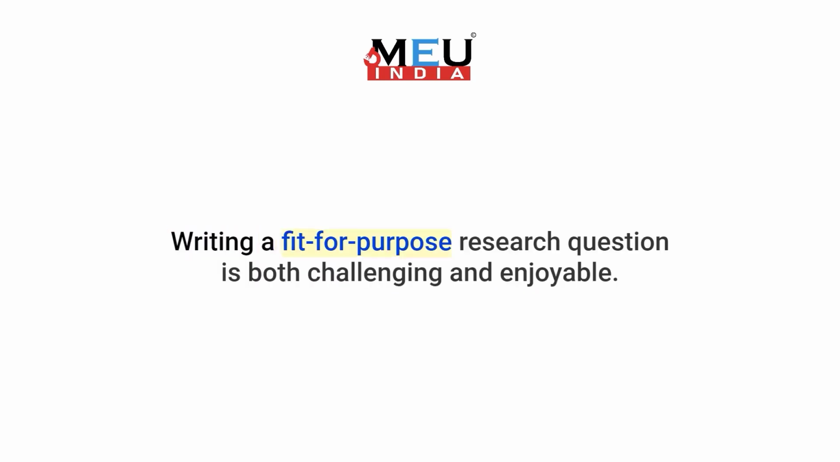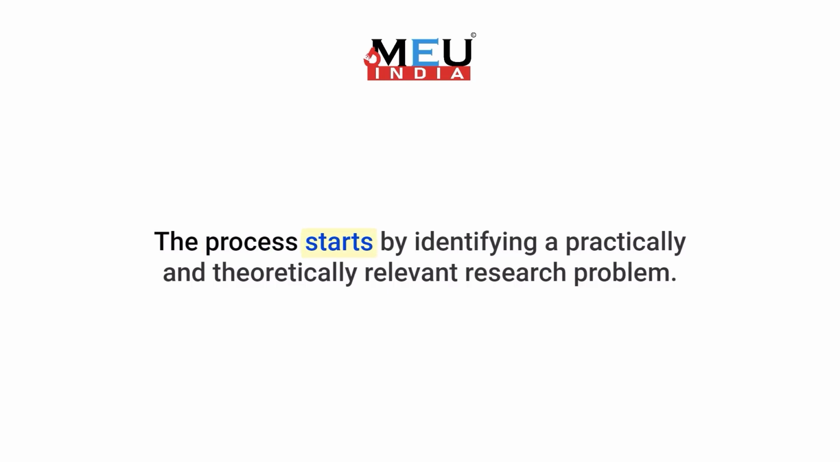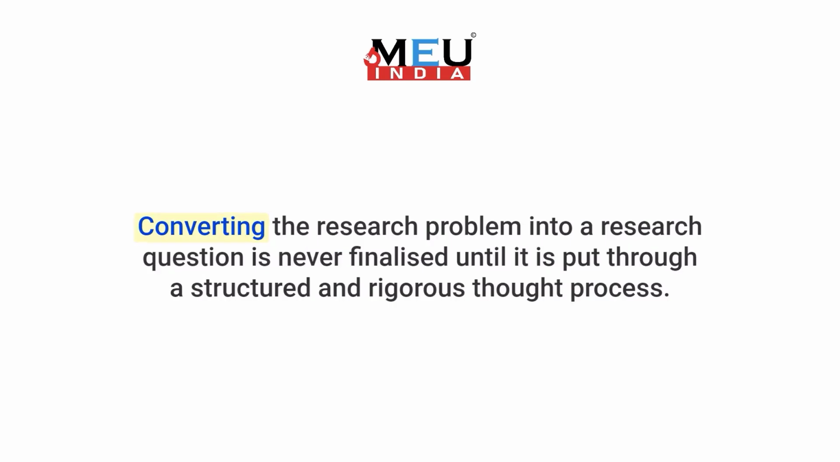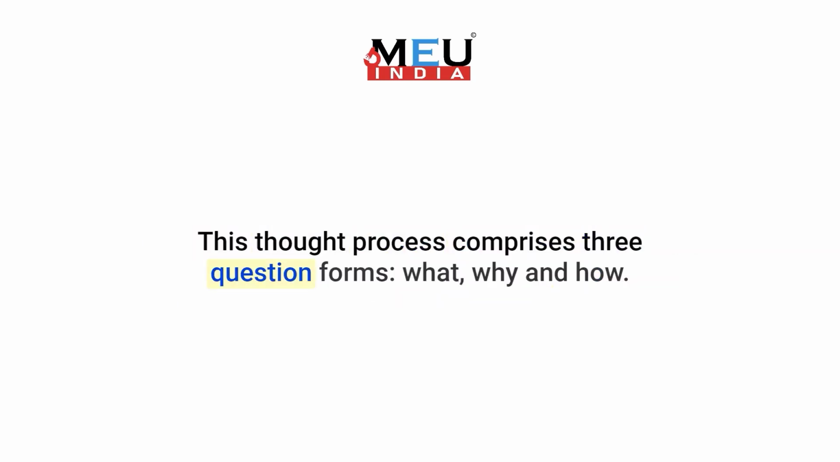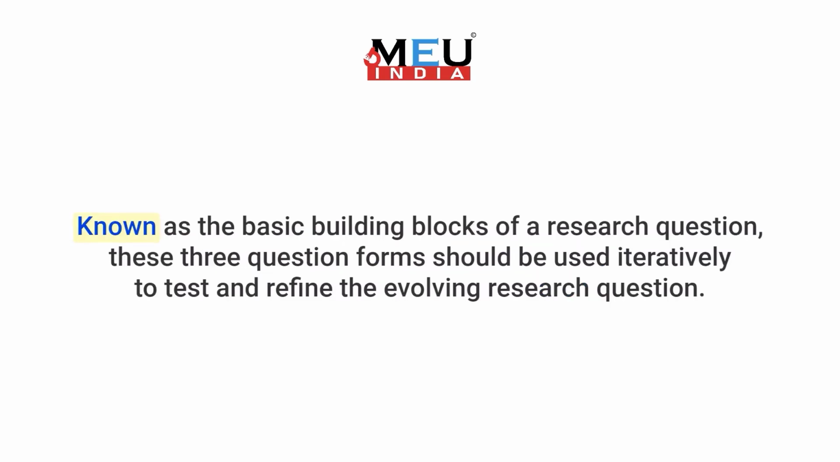Summarize. Writing a fit-for-purpose research question is both challenging and enjoyable. The process starts by identifying a practically and theoretically relevant research problem. Converting the research problem into a research question is never finalized until it is put through a structured and rigorous thought process. This thought process comprises three question forms: what, why, and how, known as the basic building blocks of our research question. These three question forms should be used iteratively to test and refine the evolving research question.